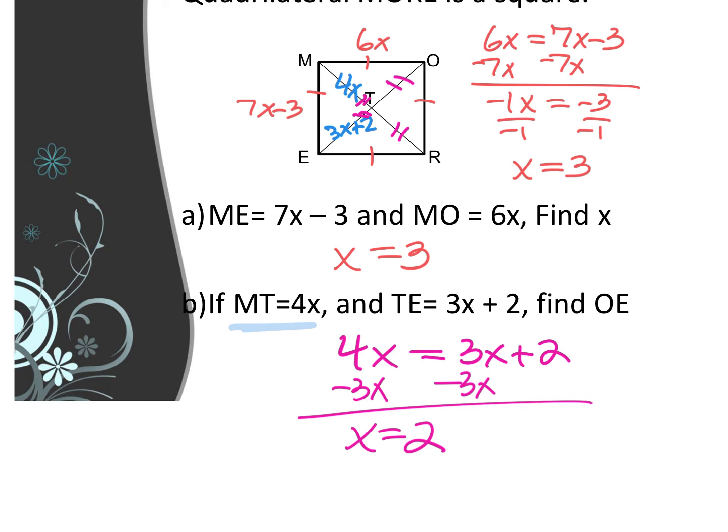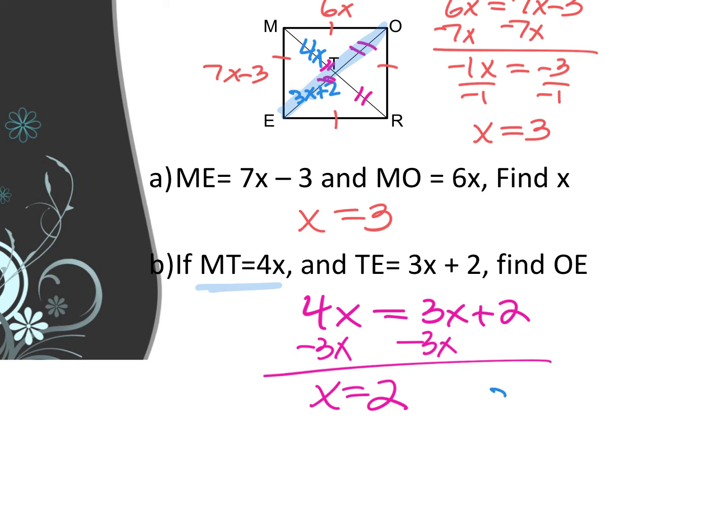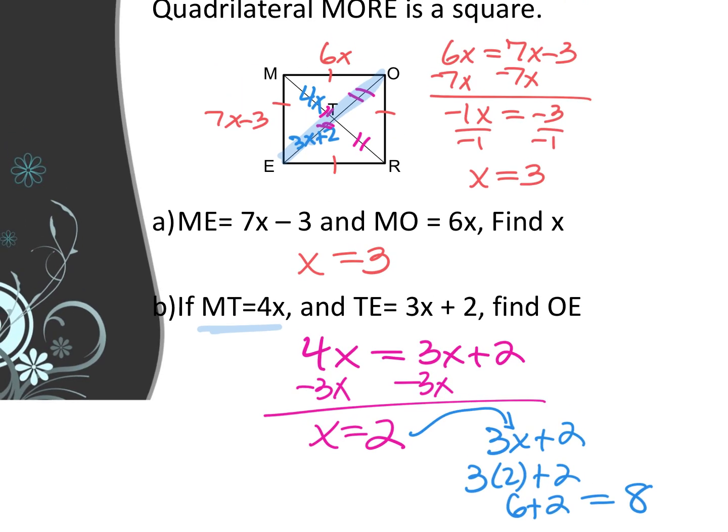This time they did not want me to find just x. They want me to find the length of OE. And OE is this diagonal right here. So I know it's been bisected. So I'm going to go ahead and plug in 2 into the TE, which is 3x plus 2. So I'm going to plug in a 2. 3 times 2 plus 2 gives me 6 plus 2, which gives me 8. So this little piece right here is 8. So is this piece. So the length of OE is 8 plus 8, and it's 16.